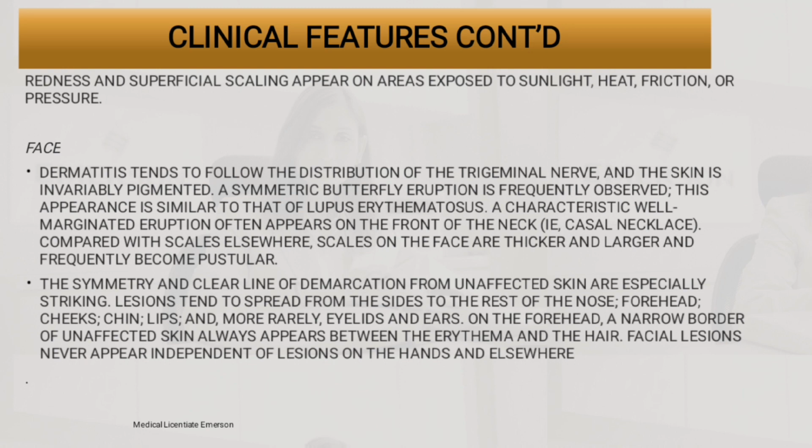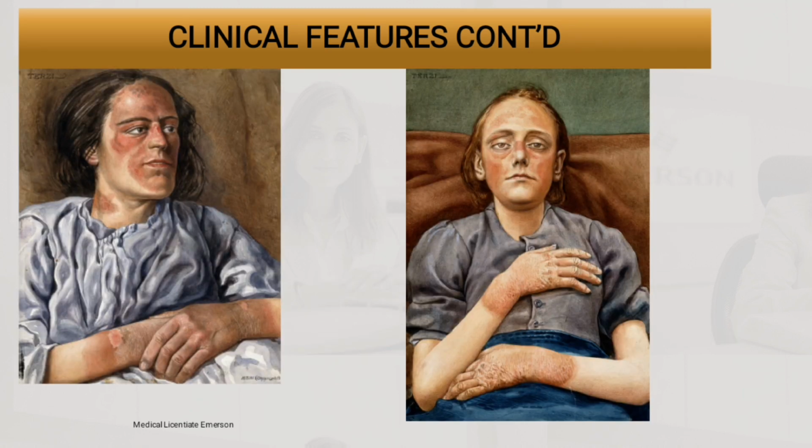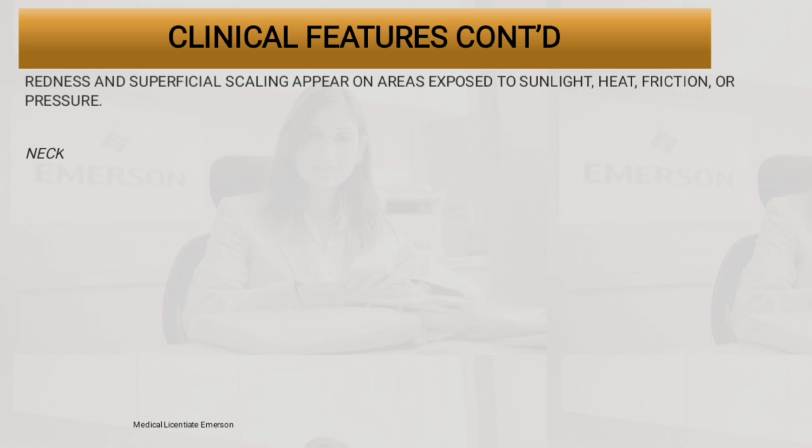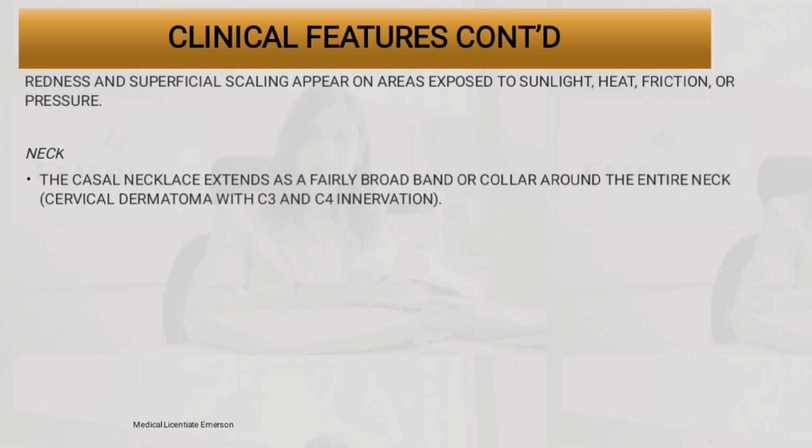Okay, so recap on what we are talking about is these two pictures, as you can see on the face, as well as a reminder on the arms or on the hands. This is the features on the face. Then the features on the neck. So on the neck, the Casal necklace extends as a fairly broad band or collar around the entire neck, which is the cervical dermatome with C3 and C4 innervation.